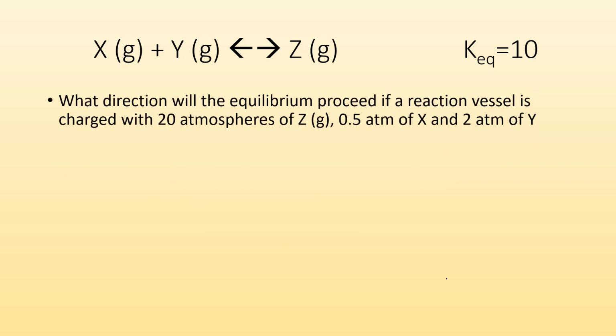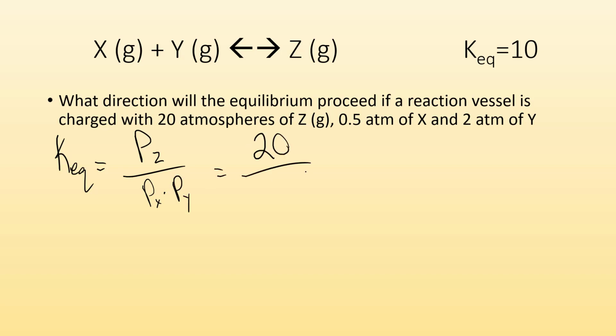What direction will the equilibrium proceed if a reaction vessel is charged with 20 atmospheres of Z, 0.5 atmospheres of X, and 2 atmospheres of Y? So same process. Figure out what my KEQ expression is going to be. Well, it's going to be pressure of Z over the pressure of X times the pressure of Y. So I plug and chug now. 20 atmospheres of Z divided by 0.5 atmospheres of X times 2 atmospheres of Y. I'm going to get 20 as my Q.